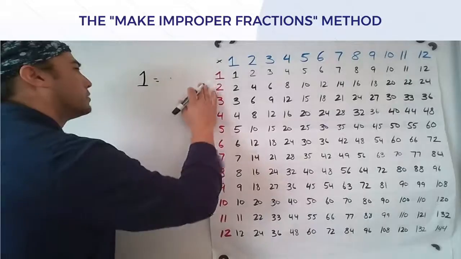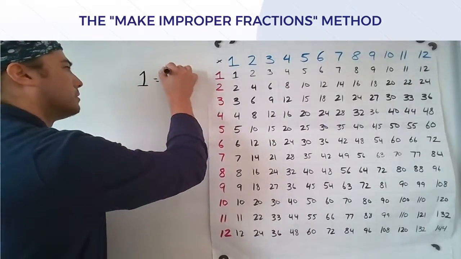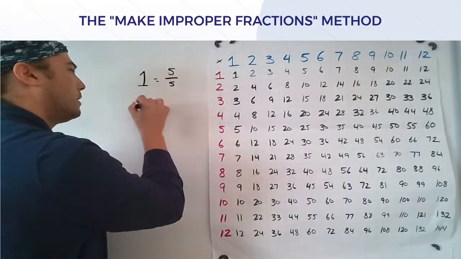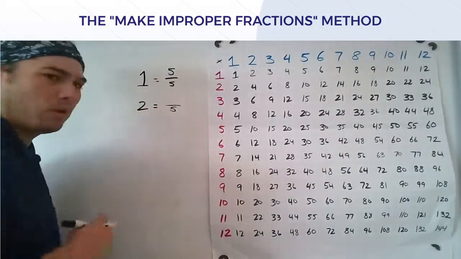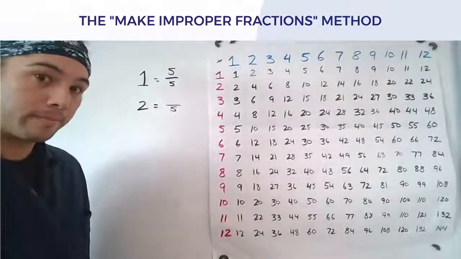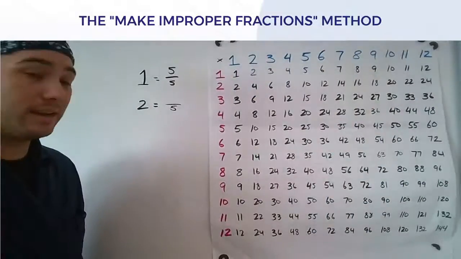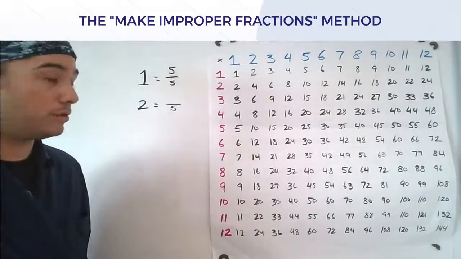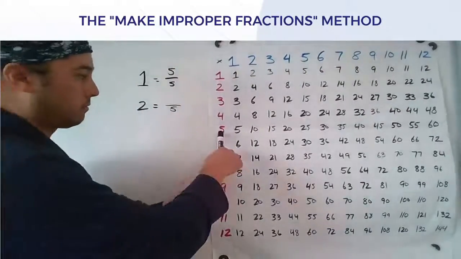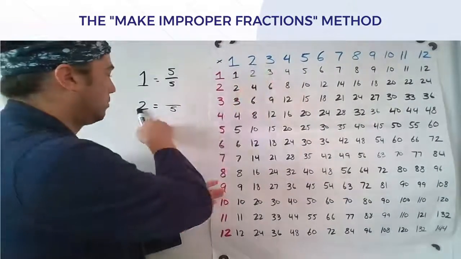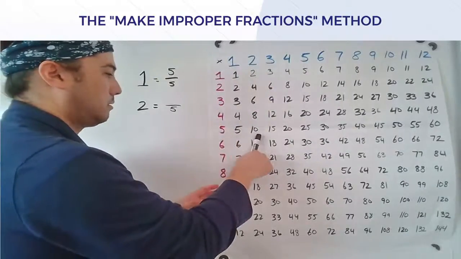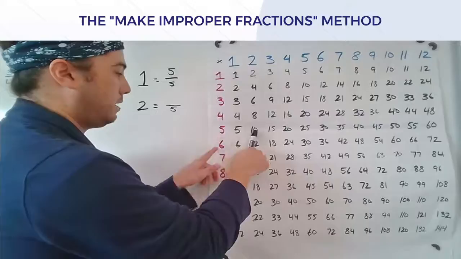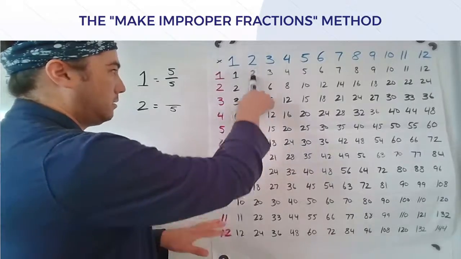I'm actually going to erase and replace here. 5/5 equals 1. So then, how many fifths would be equivalent to 2? Or in this case, what divided by 5 is 2? And you can find that in here. Here's our 2. Here's our fifths. And right here, 10/5 equals 2.